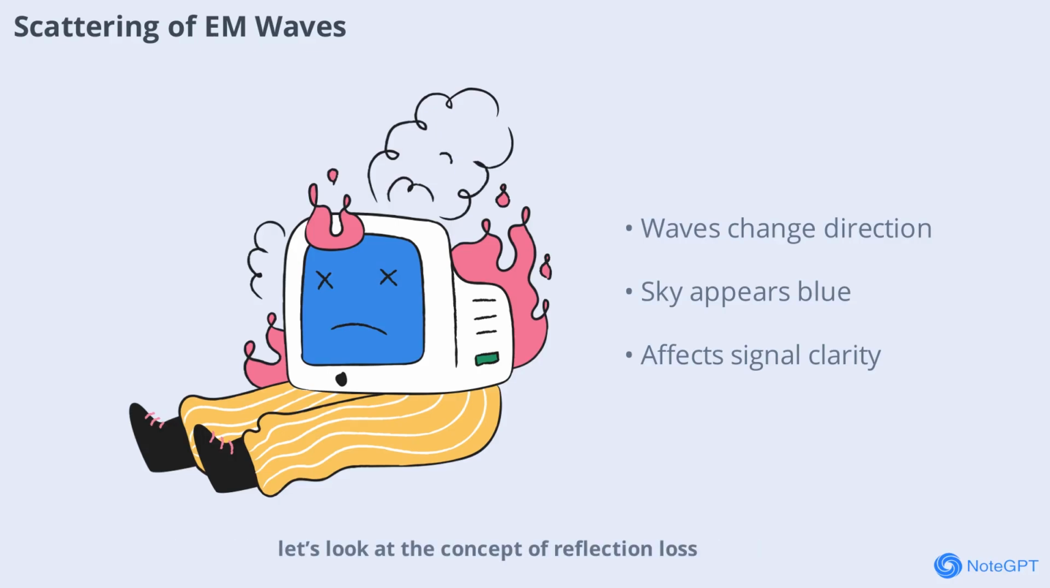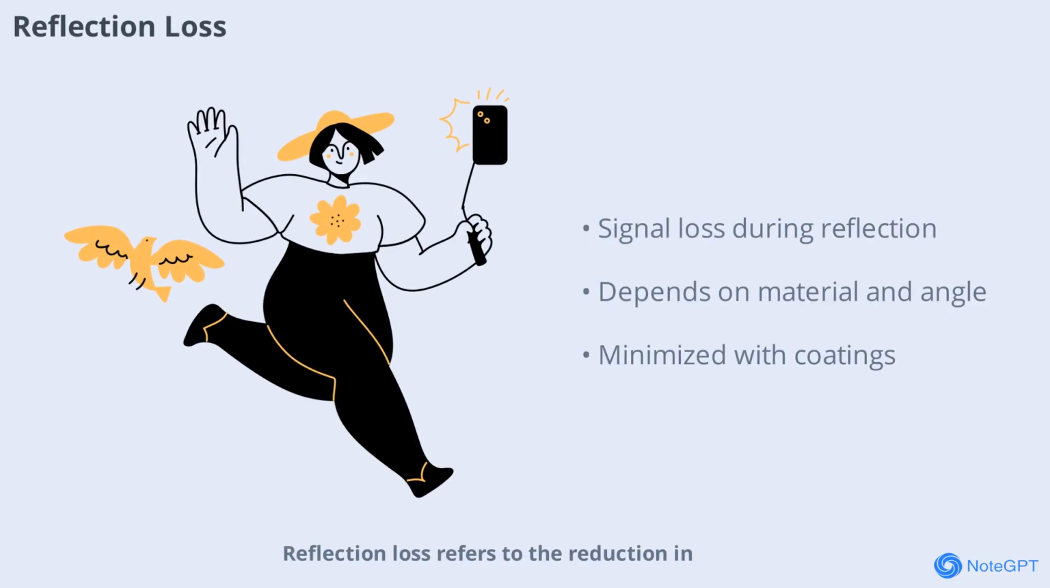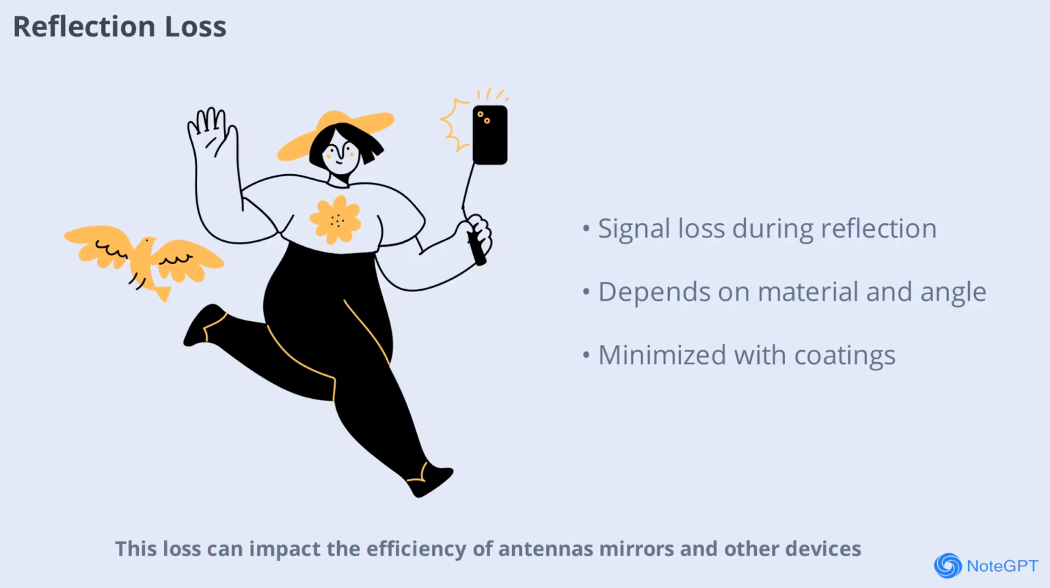Next, let's look at the concept of reflection loss. Reflection loss refers to the reduction in signal strength when electromagnetic waves reflect off surfaces. Some energy is always lost during reflection, depending on the material and angle. This loss can impact the efficiency of antennas, mirrors, and other devices. Engineers use coatings and special materials to minimize reflection loss and maximize signal transmission.